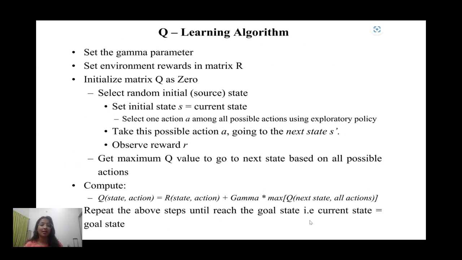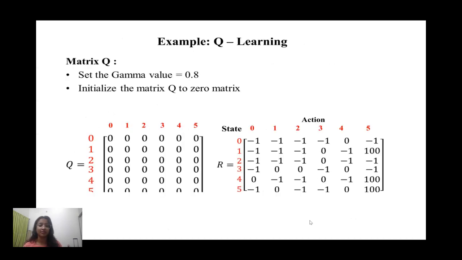Q learning algorithm: set the gamma parameter, set environment rewards in matrix R, initialize matrix Q as 0, select a random initial source state, set the initial state as the current state, select one action A among all possible actions using the exploratory policy. Take this possible action A, going to the next state S, and observe the reward R. Get the maximum Q value to go to the next state based on all possible actions. Compute Q(state, action) is equal to R(state, action) plus gamma times max Q(next state, all actions). Repeat the above steps until the goal state is reached, that is, current state is equal to goal state.